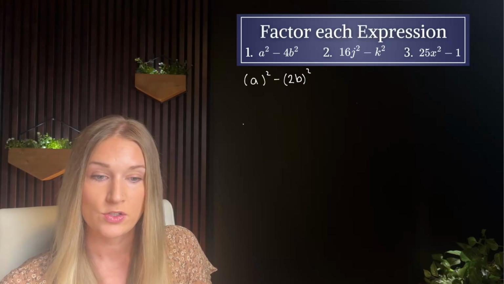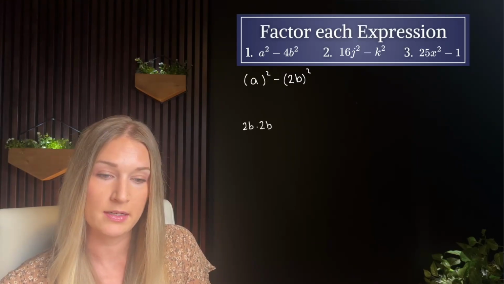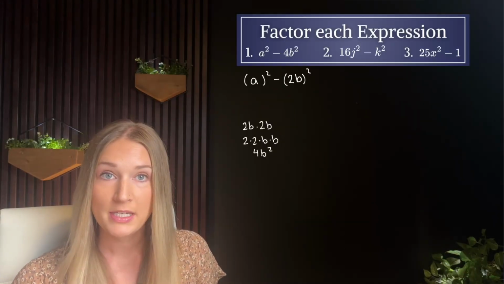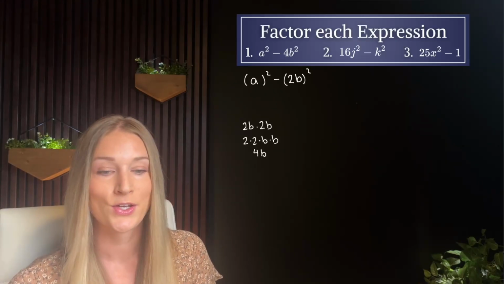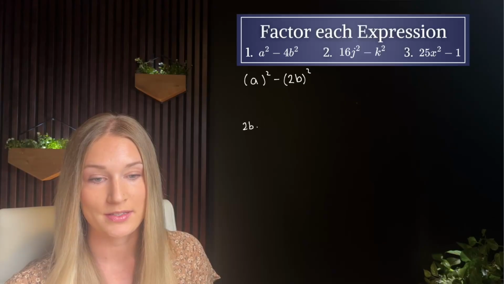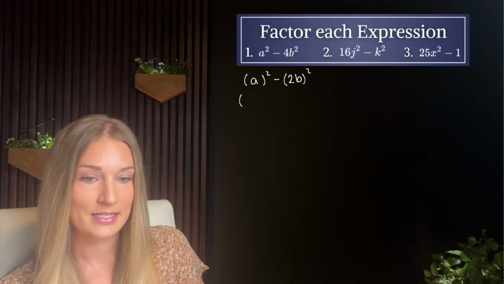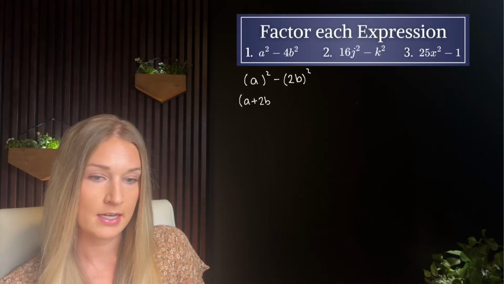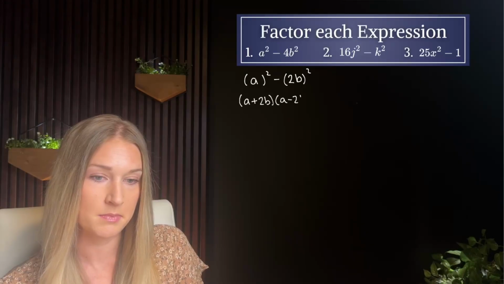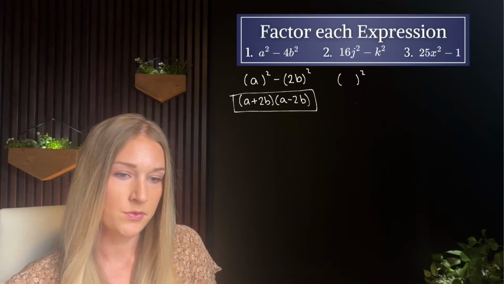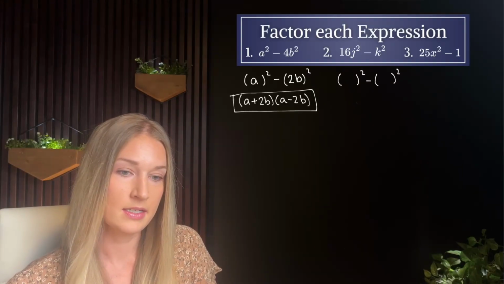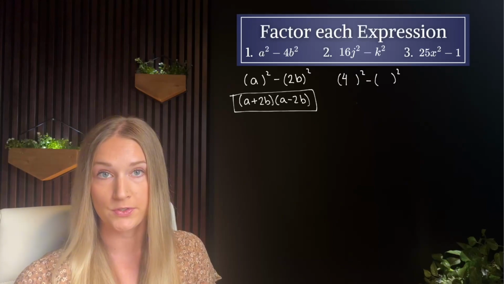You could check this, 2B times 2B. I could rearrange 2 times 2 times B times B, which would be 4B squared. So 2B all to the power of 2 gives me 4 times B squared. So that is the base that I want. Now that I can see my two bases, I take them, I add them, and I subtract them to get my two factors.